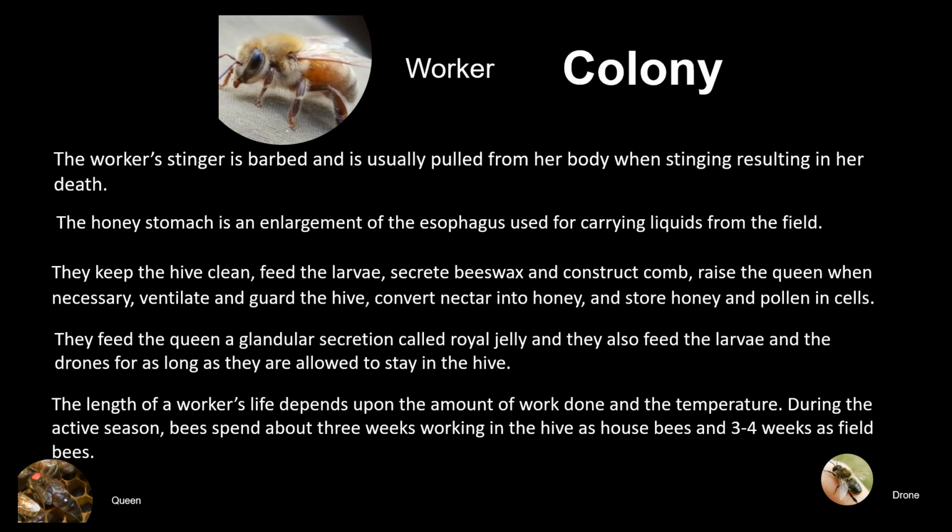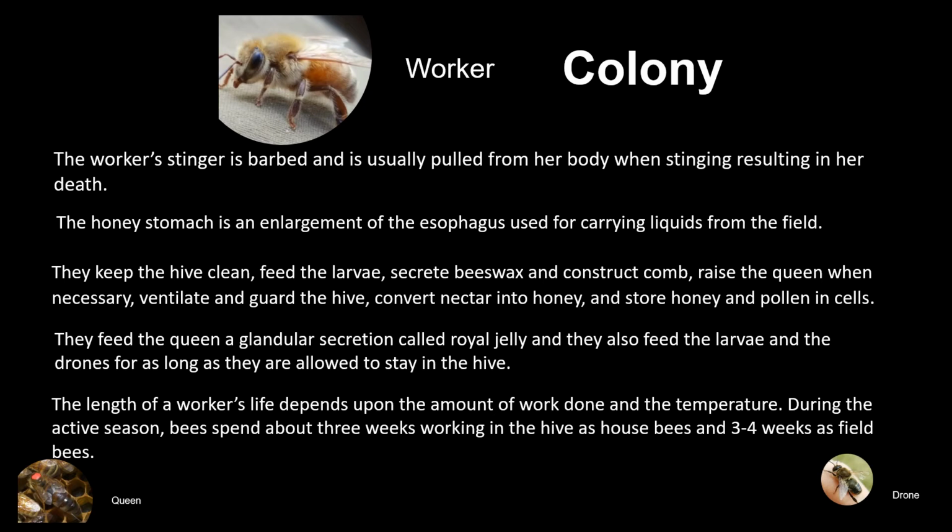The worker stinger is barbed and is usually pulled from her body when stinging, which results in her death. The honey stomach is an enlargement of the esophagus used for carrying liquids from the field. They keep the hive clean, feed the larvae, secrete beeswax and construct comb, raise the queen when necessary, ventilate and guard the hive, convert nectar to honey, and store honey and pollen in cells. They feed the queen a granular secretion called royal jelly, and they also feed the larvae and the drones for as long as they are allowed to stay in the hive.